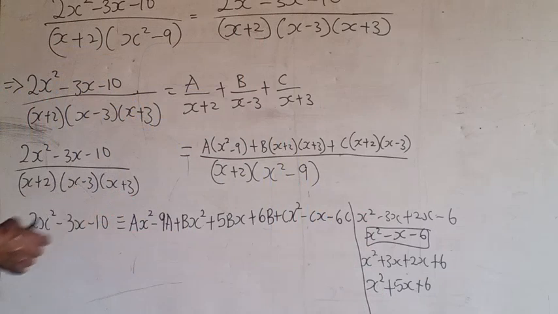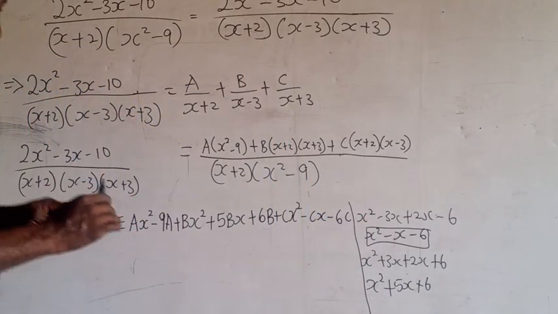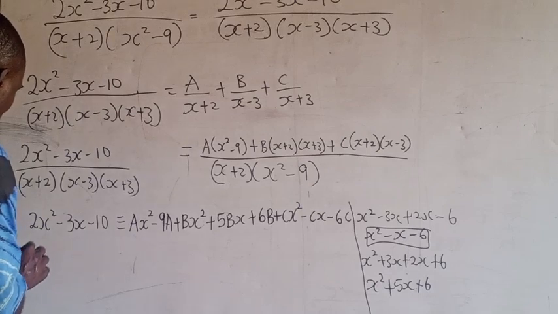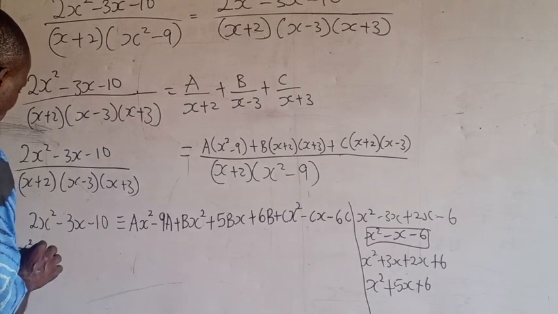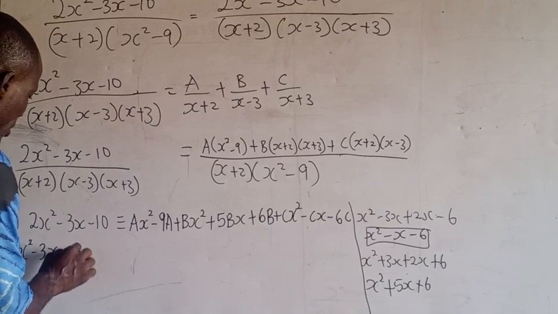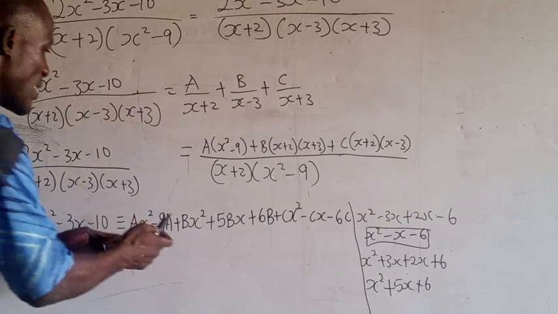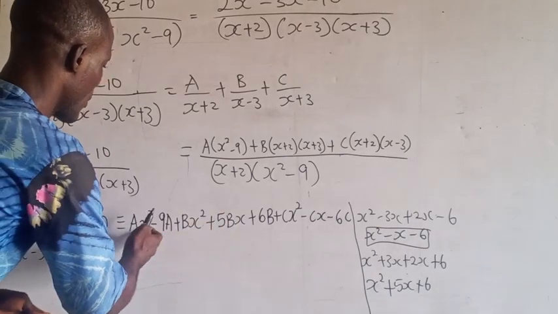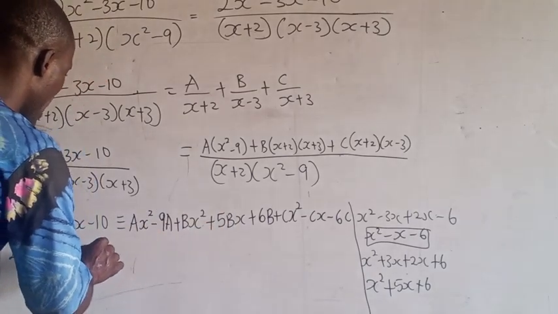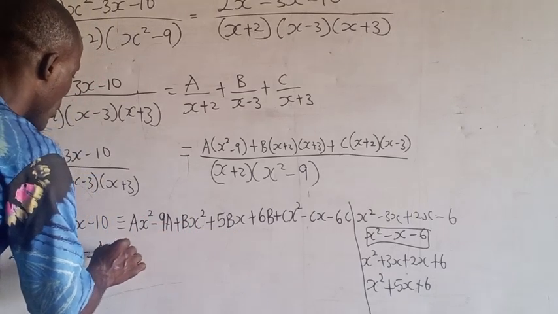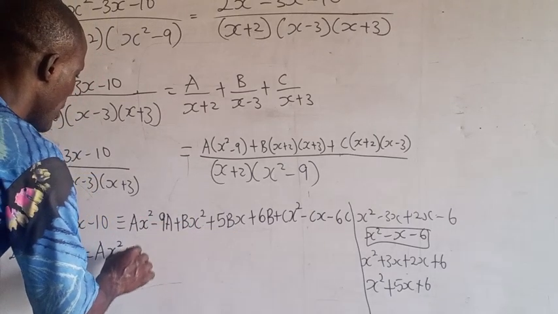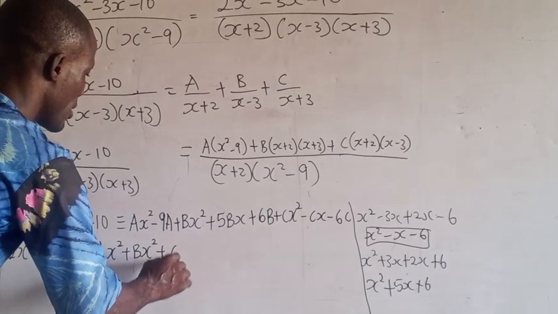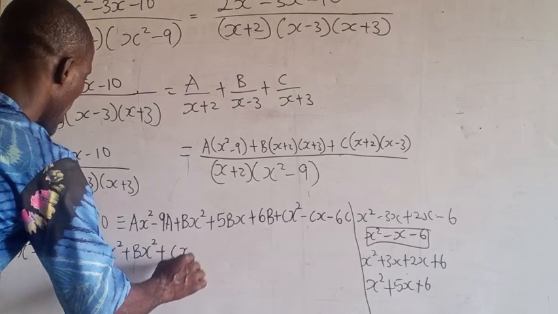Don't forget I told you, we have not been told to use any method, so we are at liberty to use any one that we like. So what we want to just do is we'll be using the method of comparing the coefficients. Now we have 2x squared minus 3x minus 10 equals, so let's bring together those that are having x squared. So here I have ax squared plus bx squared, then plus cx squared.